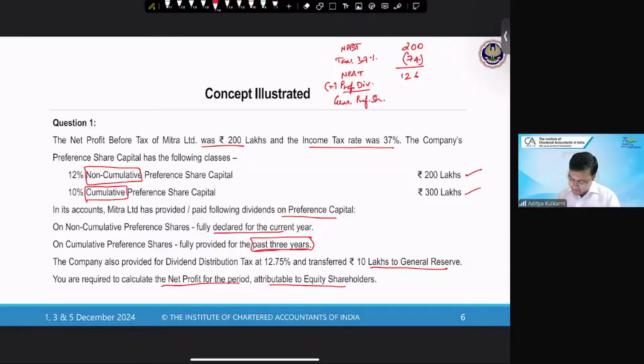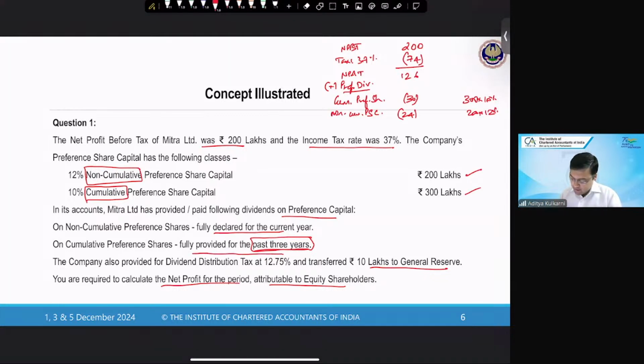So I am having cumulative is 300 lakhs. So 300 into 10%, so 30. And then non-cumulative preference share capital, whatever is declared in the current period. So it is declared for the current year. So 200 into 12%, so 24. So 30 plus 24 comes to 54. Are you seeing anything else that needs to be considered?